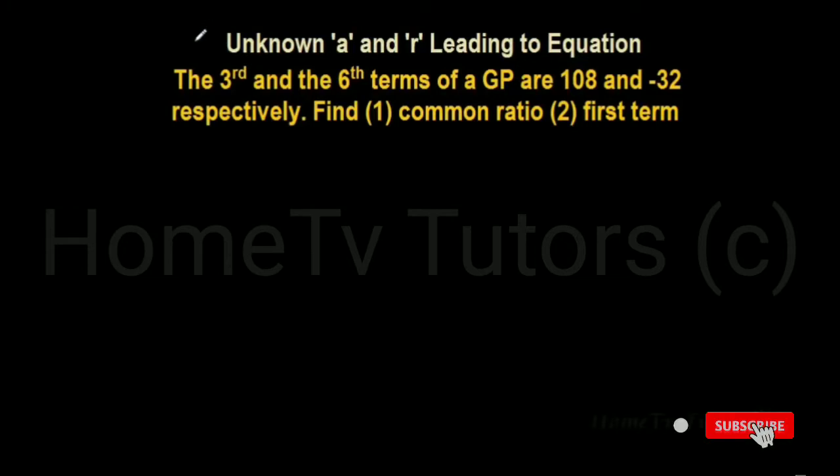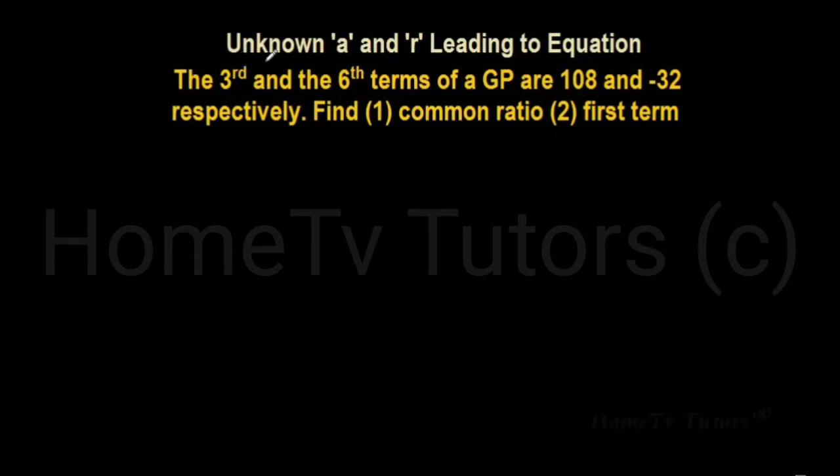We are still on geometric progression. Now we want to talk about unknown A and R leading to equation. There are cases where two different terms of a GP that are not close to each other will be given, and we are asked to find the first term A and common ratio R.